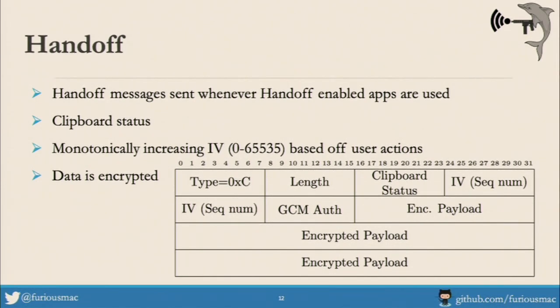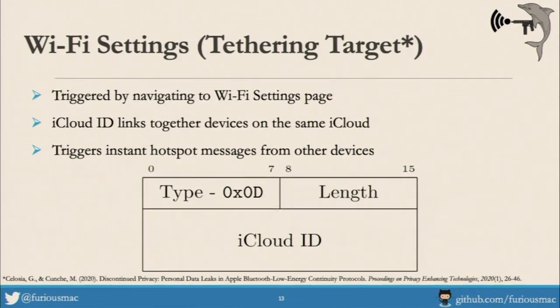The next two bytes are the initialization vector, which we call a sequence number. And so we'll come back to this later, but this really enables you to track users over time despite MAC address randomization. We'll go into it more a little later, but it only increments by one when they carry out actions, and over a two-byte space, it's actually feasible to track users.